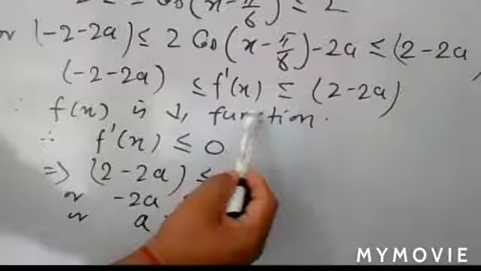But if it is an increasing function, then f dash x is greater than or equal to 0. So f dash x is greater than or equal to this number, so you can write this number is greater than or equal to 0. Now has everyone understood?